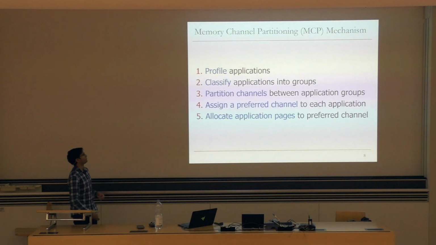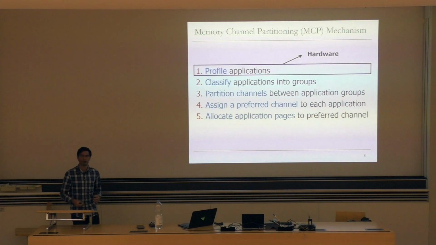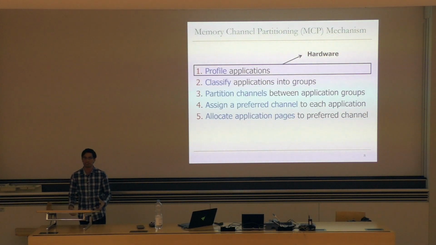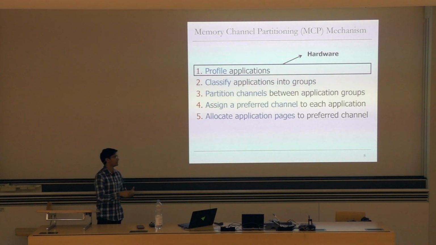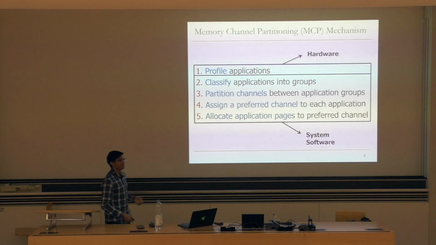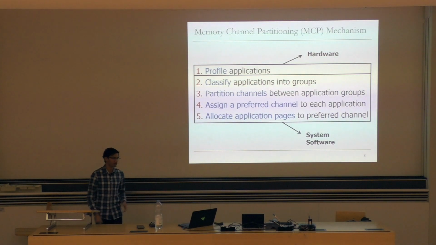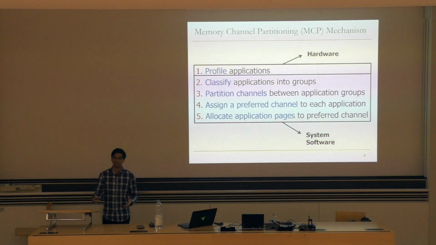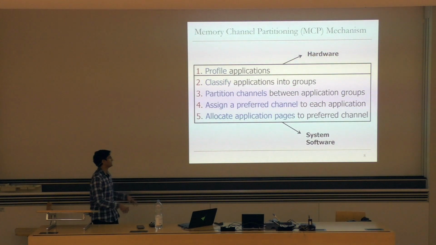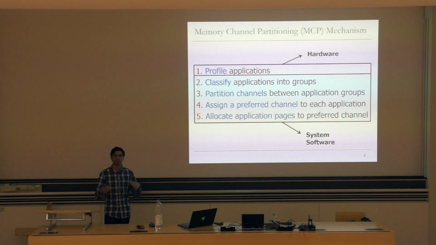And so in this five-step process, the first step is done by the hardware. We make modifications in the memory controller to support collecting statistics about the metrics we're interested in. If you remember, the metrics are memory intensity and row buffer locality. The rest of the steps, 2 through 5, are done with the help of the system software. You can imagine there's some algorithm running, and eventually by the time we get to step 5, whenever the application makes a system call, requests new memory, the system software has to decide where to allocate that page, right? And so it can allocate it according to some policy specified by the memory channel partitioning mechanism.